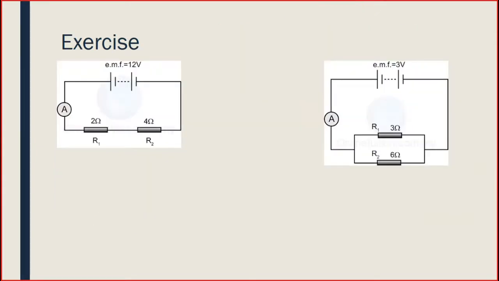Here is some exercise for you to try. This is a series circuit, so we have 2 and 4. Just in case you don't remember how to measure the resistance, here are resistance tips. Resistance in series: the total resistance R total is equal to R1 plus R2 plus and so on. However many series resistors you have, you can just add them together.